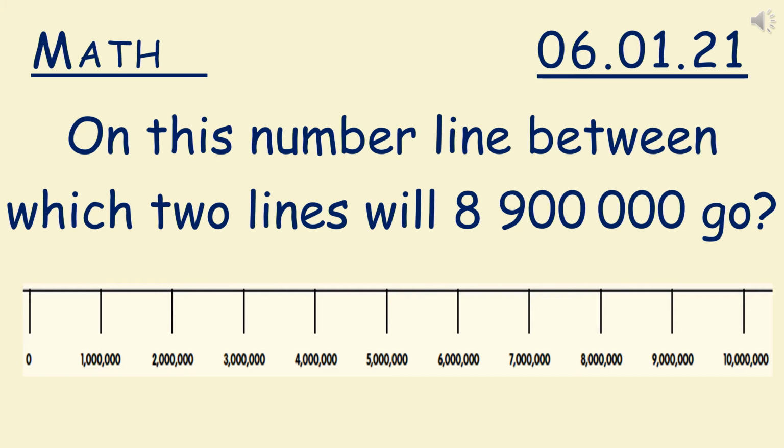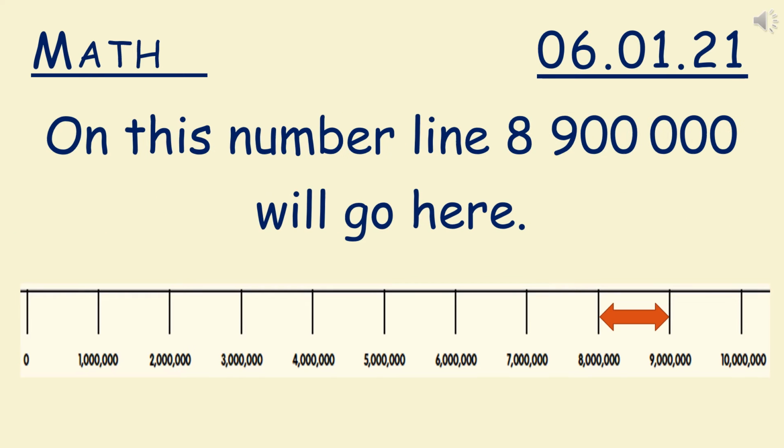Let's try one final one. On this number line, between which two lines will 8,900,000 go? Well done everyone, I'm sure you got this one right as well. So on this number line, 8,900,000 will go here between 8 million and 9 million.